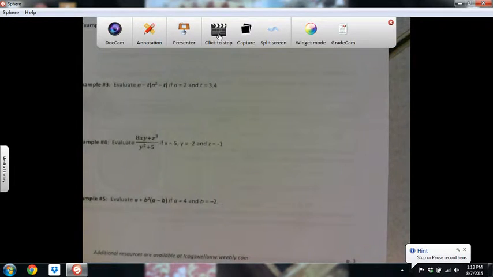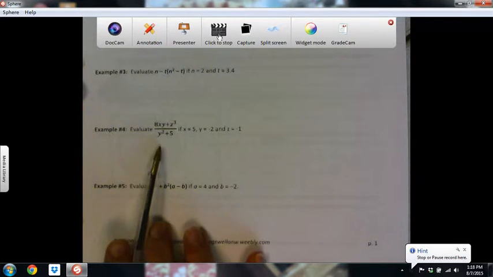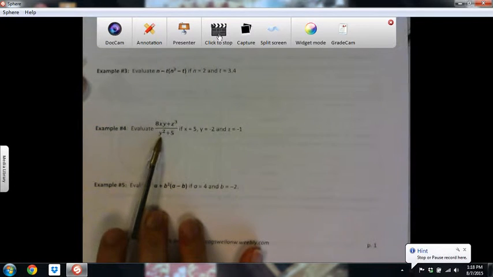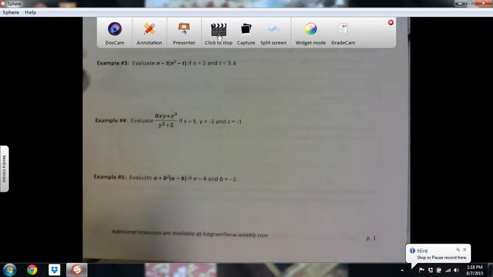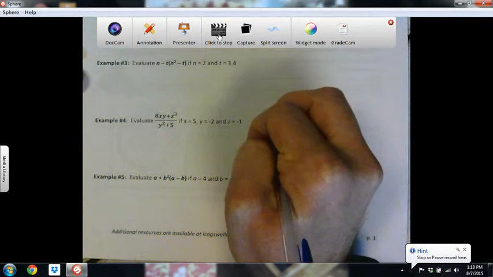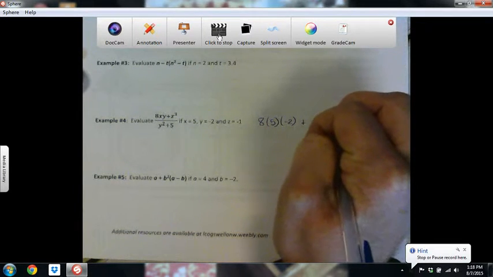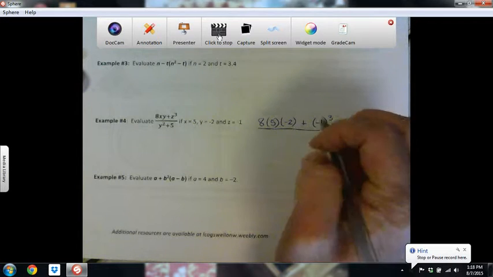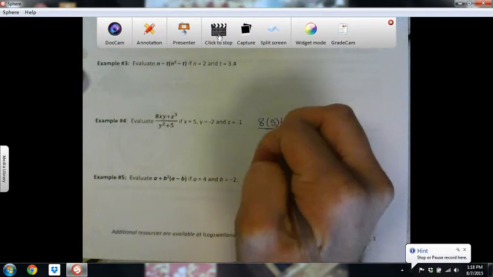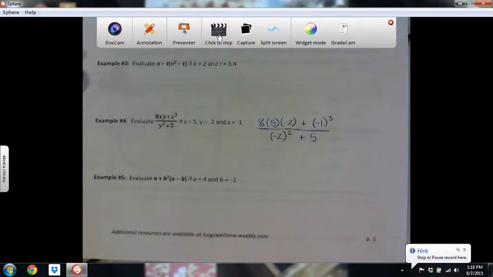And here it says evaluate (8xy plus z to the third power) all over (y squared plus 5). And so I'm going to work this problem by starting with replacing each of the variables with the values they say. So over here to the side I'm going to write 8 times 5 times negative 2, plus negative 1 to the third power, all over, and then my y value was negative 2, squared, plus 5. And so I want to work this out carefully using my order of operations.